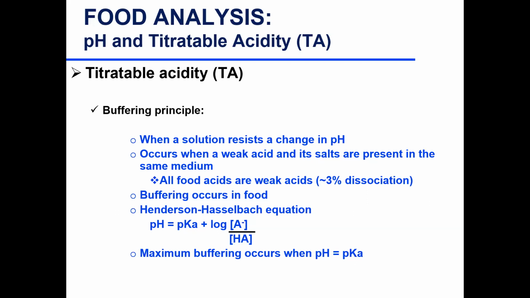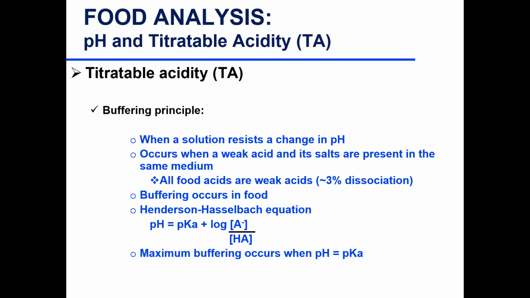Again, here's a reminder of your Henderson-Hasselbalch equation, which is pH equals pKa plus the log of A minus over HA. A minus is the conjugate base concentration, which is the dissociated acid or the salt. They all mean the same thing in this situation. And then HA means the non-dissociated form of the acid, that means the acid that still has its proton attached to it.